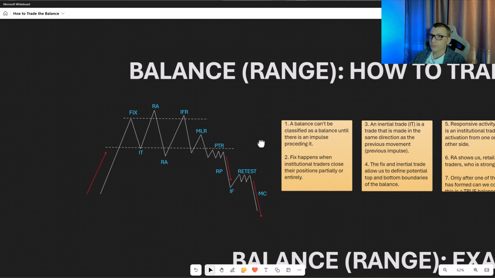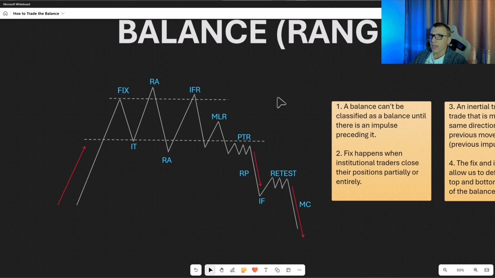First of all, I don't call it a range or a consolidation anymore. I call it a balance. And the balance structure is the biggest part of my W3 flow system.